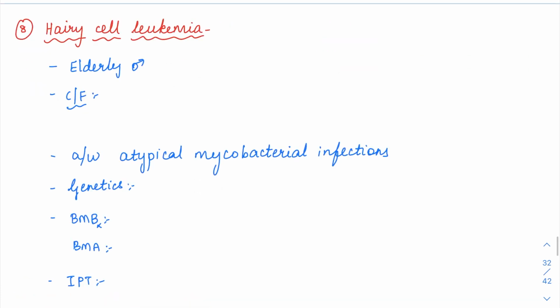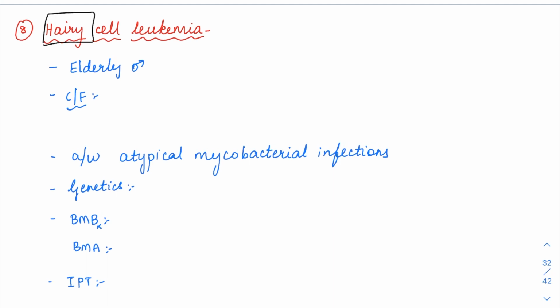Next, move on to the next NHL, which is hairy cell leukemia. As the name suggests, the cells are going to have hairy projections. This is the cell, they are going to have some kind of hairy projections. This is why it is given the name hairy cell. And since it's a leukemia, it is going to involve the peripheral blood. The classical history given for hairy cell leukemia will be an elderly male coming with a massive hepatosplenomegaly.